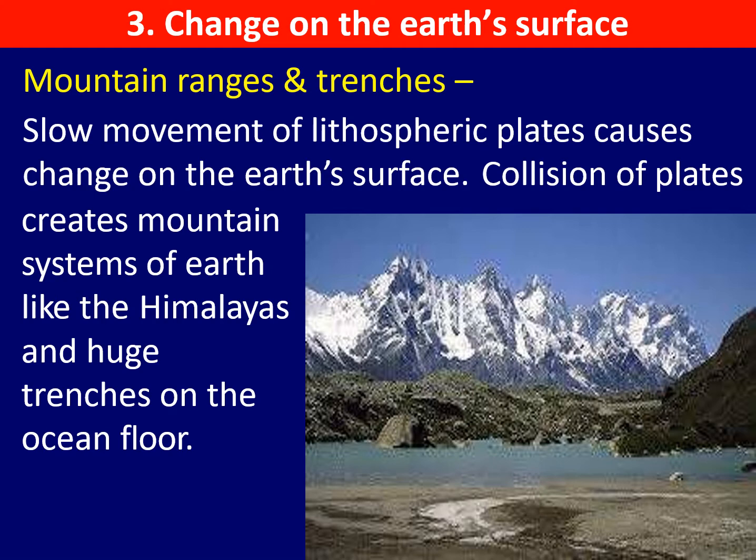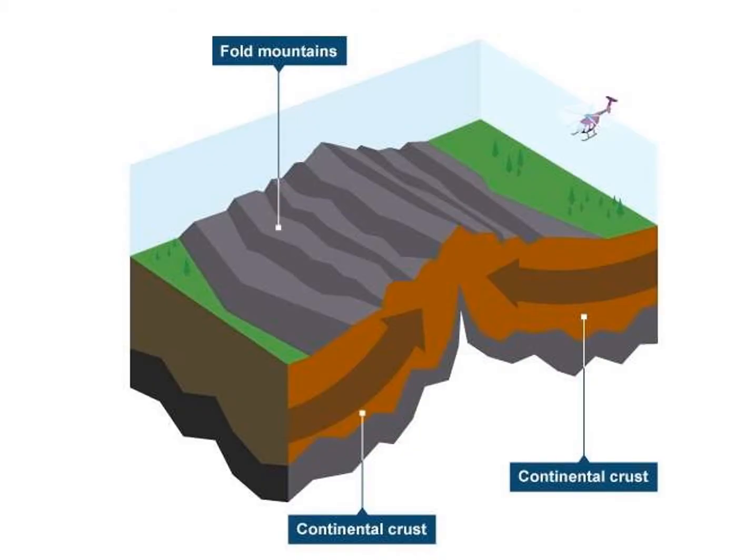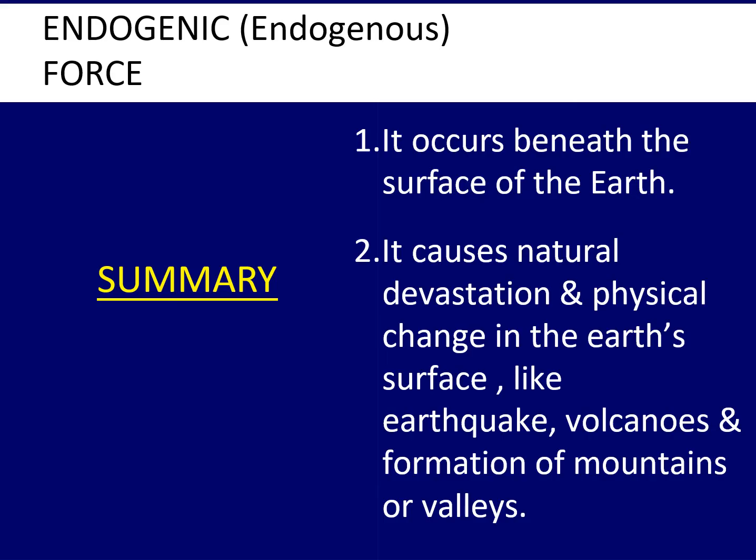As we know, because of the slow movement of the lithospheric plate, it causes changes on the Earth's surface, and because the plates collide, they create mountain systems like the Himalayas. This is a picture of how the mountain ranges are formed. If we summarize endogenic force, it occurs beneath the surface of the Earth, and it causes physical change in the Earth's surface like earthquakes, volcanoes, and so on.